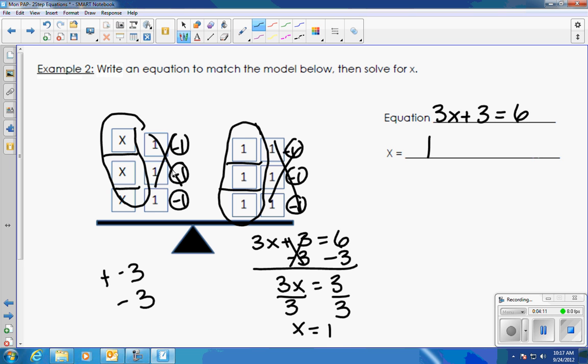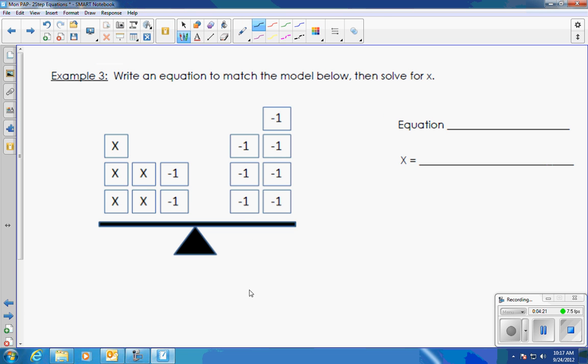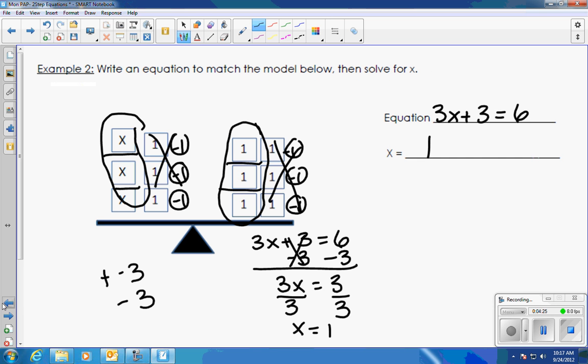So again, the reason we get rid of the add and subtract first is because we have to get rid of these singles so that the x's are alone so that we can divide them up. On the next one, I need to get rid of a negative 2. Oops, I forgot to show you the other method.